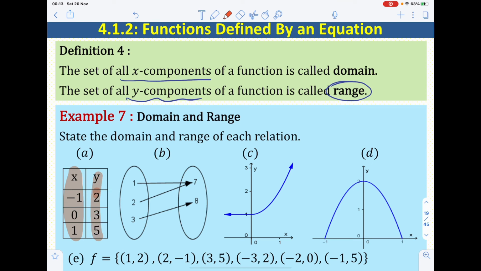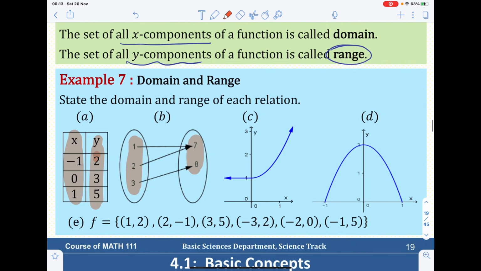And 2, 3, 5 is the range. For B, the domain is 1, 2, 3, and the range is 7 and 8. For C, it's a little bit different in C and D in the graphing, so we've got to see how we find out the domain and the range.